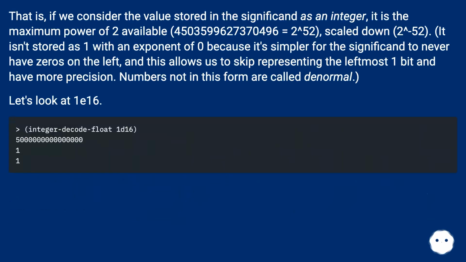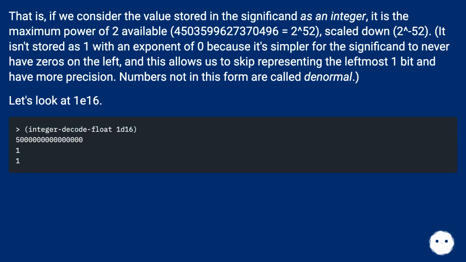That is, if we consider the value stored in the significand as an integer, it is the maximum power of 2 available. 4503599627370496 equals 2 to the power of 52, scaled down, 2^-52. It isn't stored as 1 with an exponent of 0 because it's simpler for the significand to never have zeros on the left, and this allows us to skip representing the leftmost 1 bit and have more precision. Numbers not in this form are called denormal.